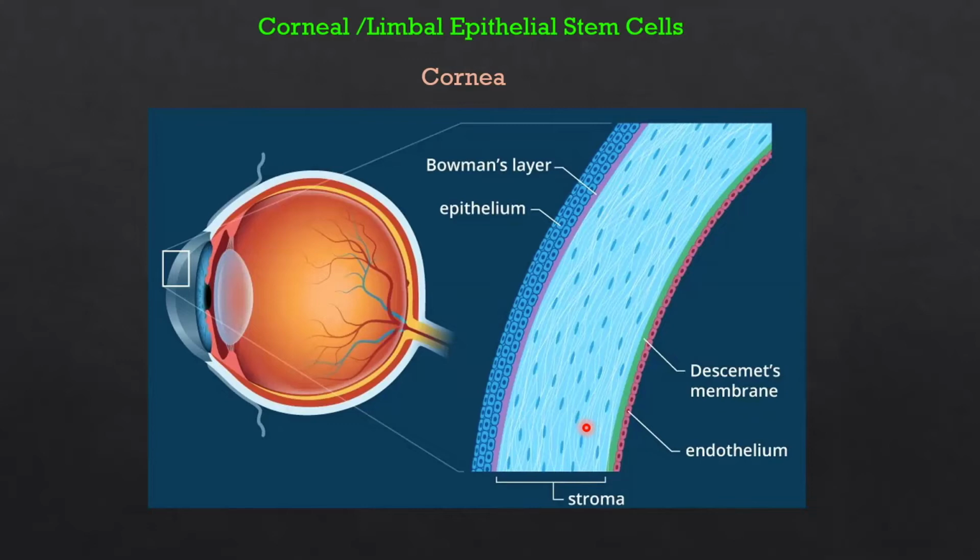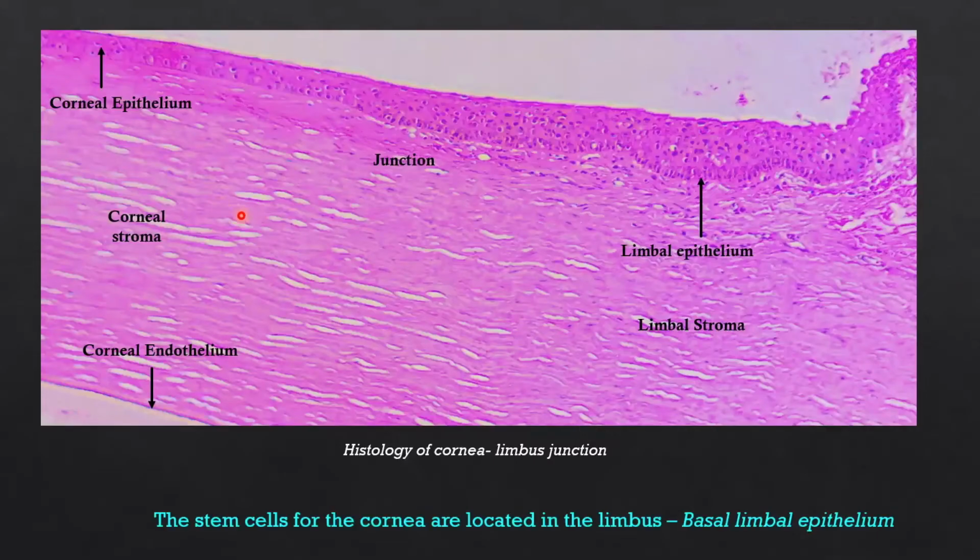This is another histology image I'd like to show. This is the junction between the cornea and the limbus. The stem cells for the cornea are present in the limbus, very specifically in the basal limbal epithelium. This is where the stem cells are present. Whenever there is a need, in normal homeostasis where the epithelium is shed and there should be a replacement, the stem cells from here migrate, divide and differentiate, migrating centripetally towards the cornea, and then they replace the cells that are shed.